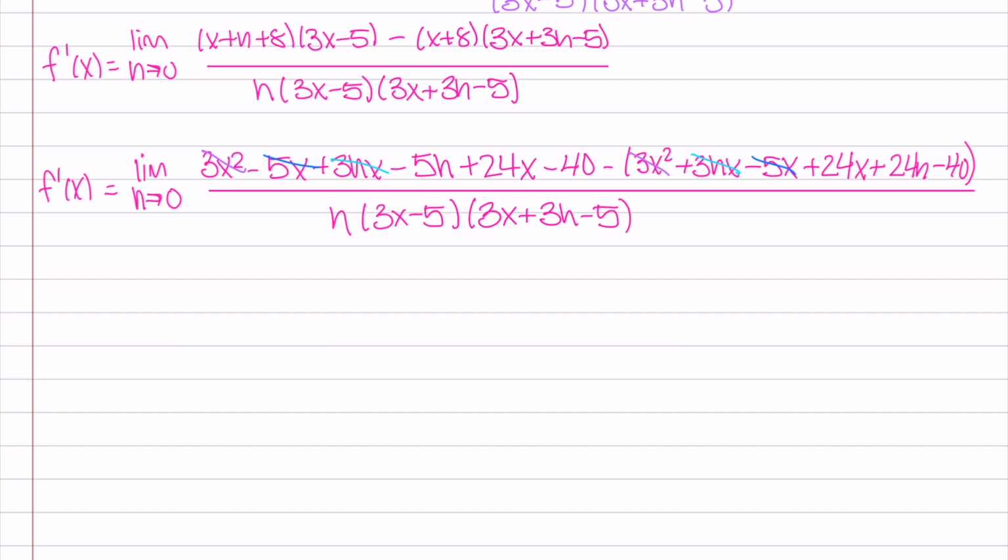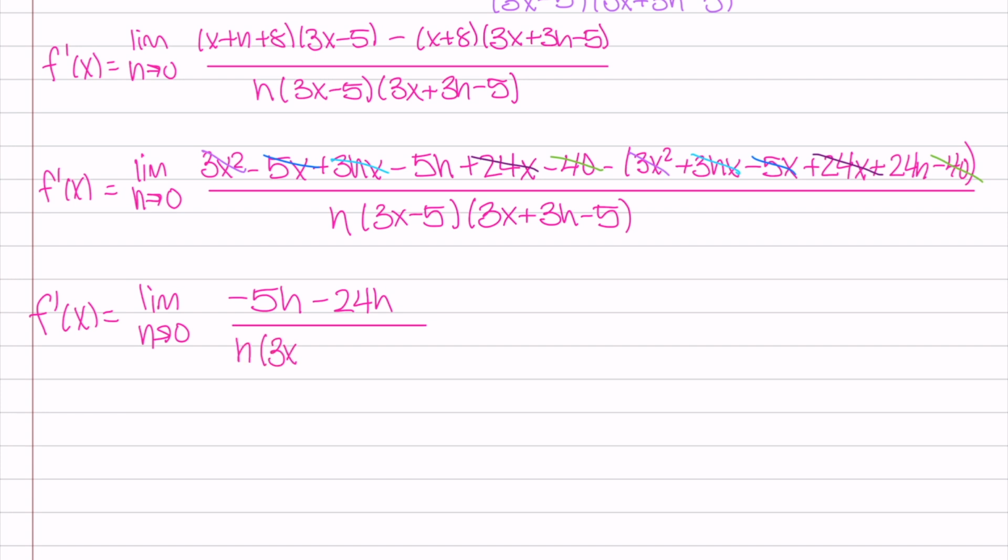So then we can see how a lot of this ends up canceling out. So hopefully it makes sense there how all of those pieces end up canceling out because we have one that's positive and one that's negative. And then all that we end up being left with after we simplify everything is a minus 5h minus 24h on top. And on the bottom, once again, we're leaving it exactly the same.